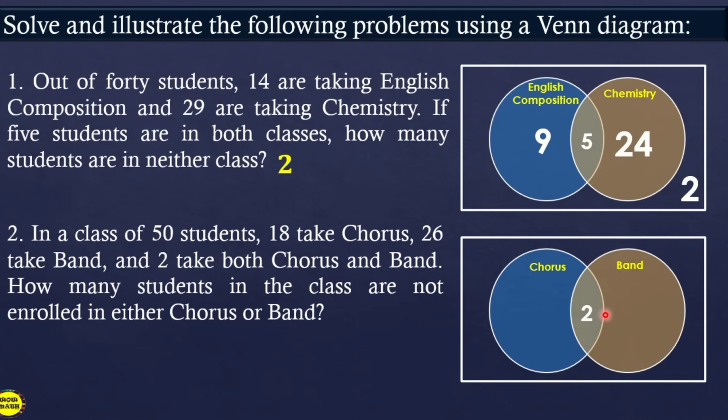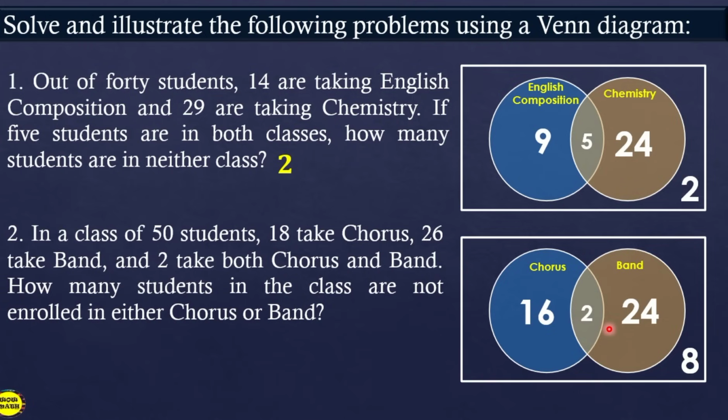So, meron tayong dalawa na, 18. So, 18 minus 2, ibig sabihin this is 16. Next, for the band, merong 26 na nag-take ng band. So, 26 minus 2, that is only 24 na lang for those who are taking band only. Okay? So, ang question is, we have 50 students. Enough na ba to dun sa 50 students? Let us count. So, 24 plus 16, that is 40. Plus 2, 42. So, ilan ang kulang?